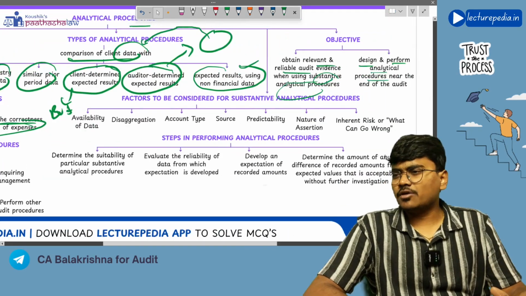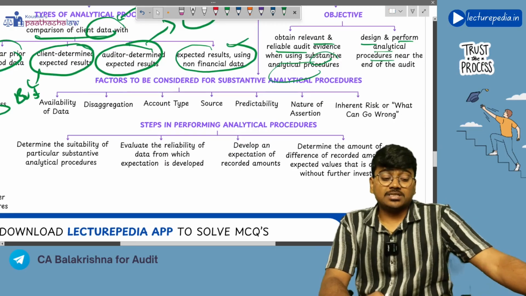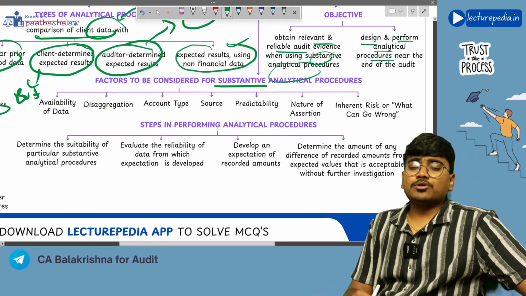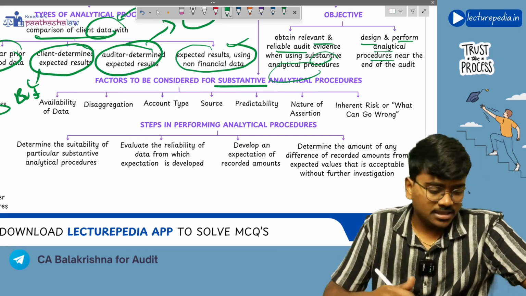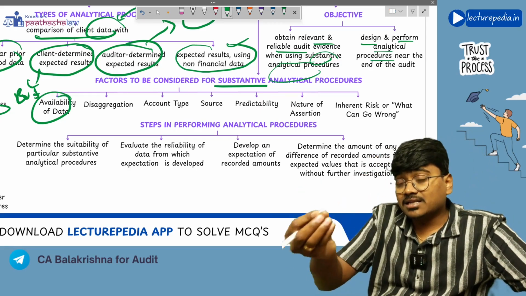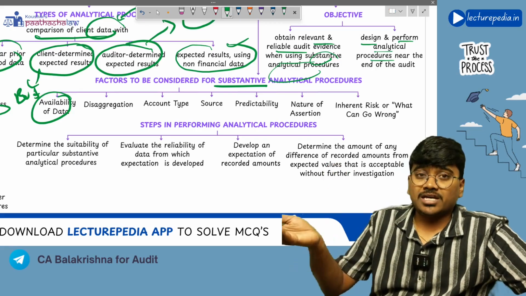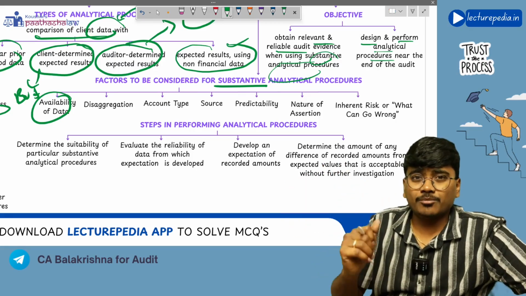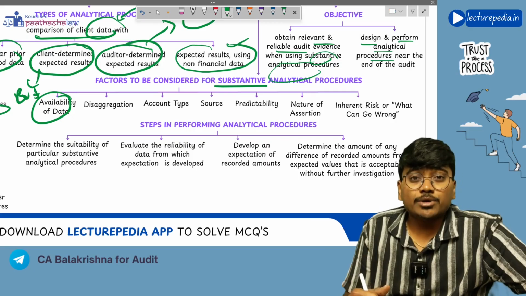Next, some of the factors that you will consider for substantive analytical procedure. See, substantive analytical procedure means use of analytical procedure as further audit procedures, right? Substantive means detailed, right? Now, you will consider availability of data, whether the data that is required for performing analytical procedure is available or not. See, in case of that salary example, you require data about average salary, data about number of employees. If you don't have that data, how can you perform analytical procedure? So you will consider the availability of data.